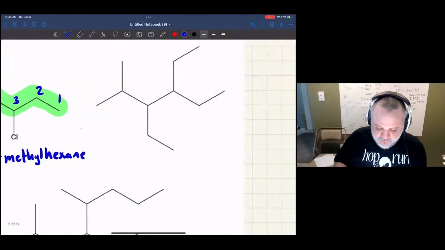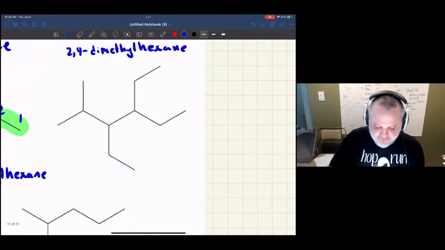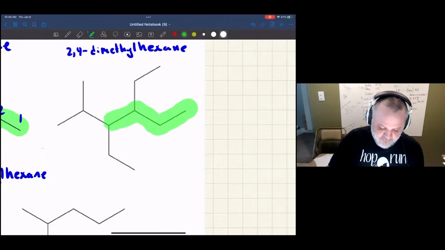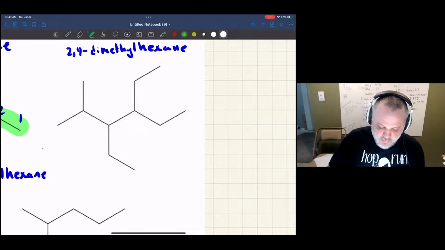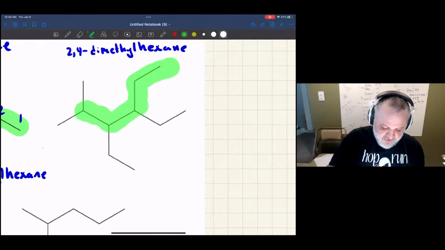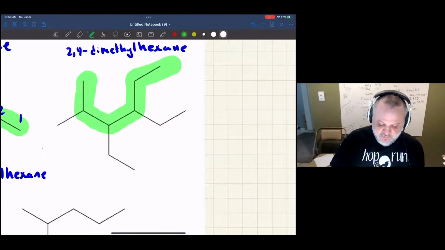Okay, so now we're moving on to a little bit more complicated structure. We might have to figure out a little bit more which one of these is the longest chain. 1, 2, 3, 4, 5, 6 that way. 1, 2, 3, 4, 5, 6 that way. Oh, 1, 2, 3, 4, 5, 6 that way. And 1, 2, 3, 4, 5, 6 that way.